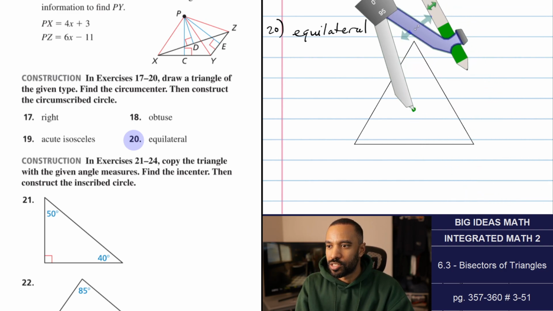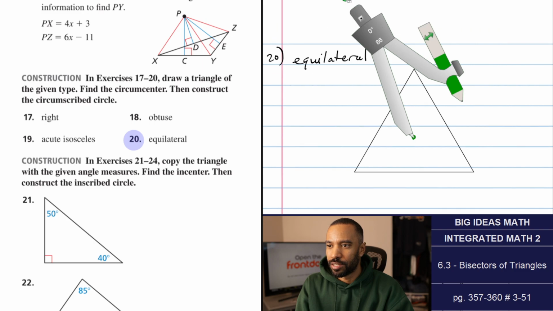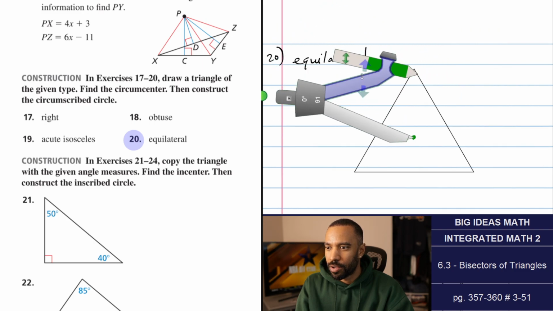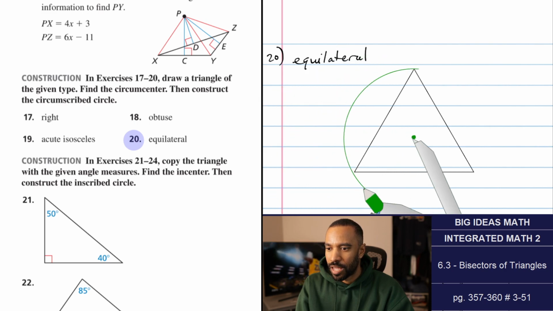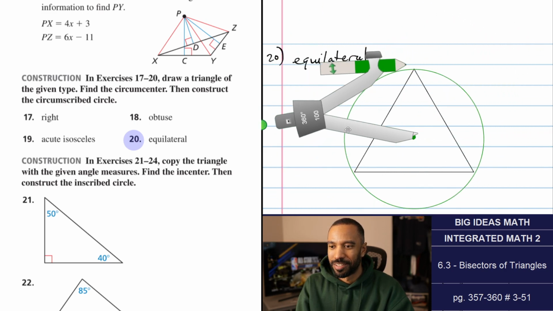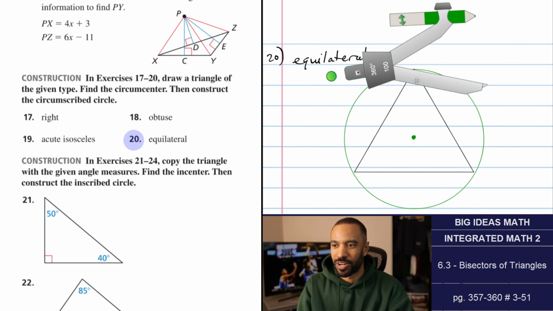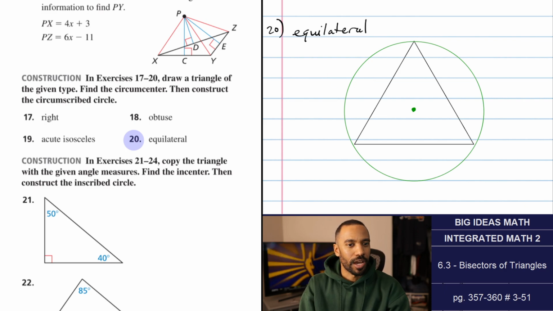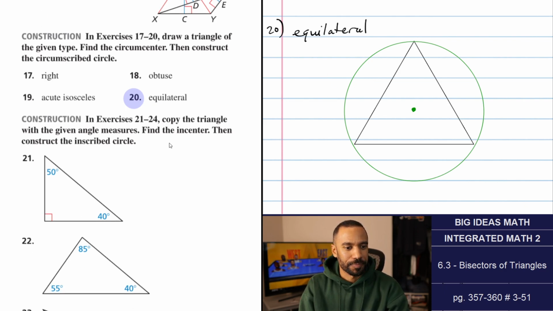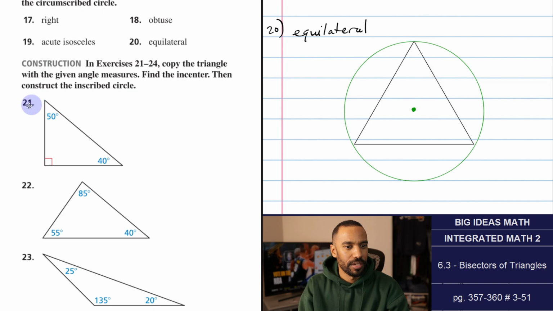Okay, let's fit it on here the right way. That's probably best as I'm going to be able to do it. Oh, not bad. Okay, so there's that last one there. There's the equilateral triangle. Hopefully I don't have to use the compass anymore because I'm going to ditch it. All right, there we go. That was number 17 through 20. Okay, construction.